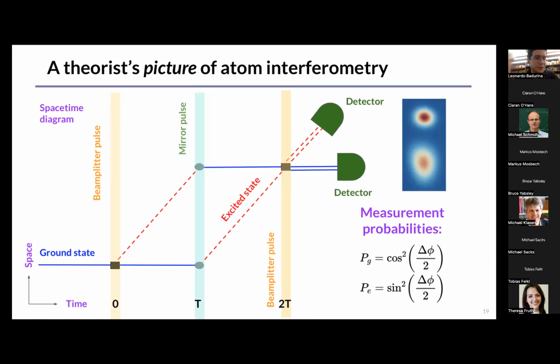And so this is what I would call a theorist's picture of an atom interferometer. And this is what I think would be sufficient, and is really necessary, to understand the essence of my work. So without needing to go into too much of the experimental details, as long as you recall that you can recast the experiment in terms of a space-time diagram, and you understand the key features of the experiment, meaning that you need to create this quantum superposition with a beam splitter pulse, and then you need to effectively share the accumulated phase between the two states with a final beam splitter pulse in order to measure these probabilities, then we're in business.